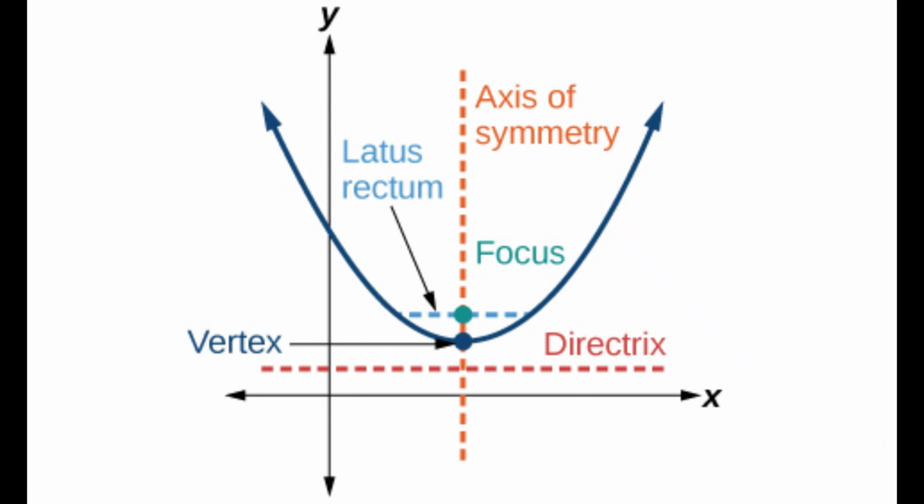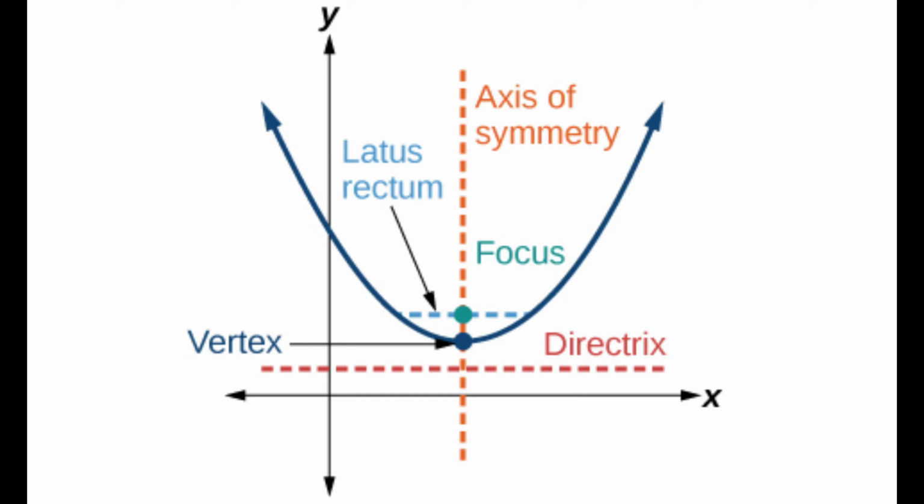So next is the parabola. A parabola is the set of all points in the plane that are equidistant from a fixed point called the focus and a fixed line called the directrix. A parabola has one focus point, unlike the ellipse and hyperbola, which have 2 points.